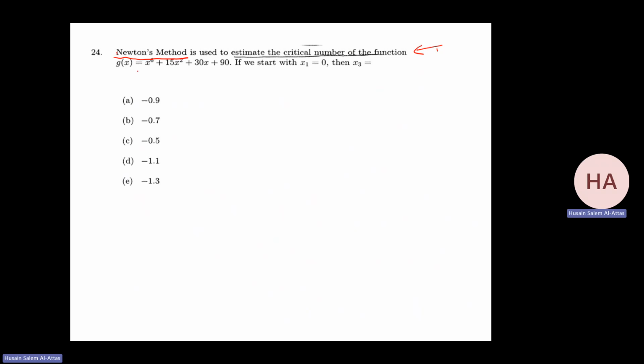So this is my function. I should not work out Newton's method in this function. Critical number means g prime at x equals 0. Because the function is a polynomial, it is never non-differentiable, so I need to check g prime equal to 0. So my function which I will work with is g prime, the derivative of this: 6x to the power 5 plus 30x plus 30.